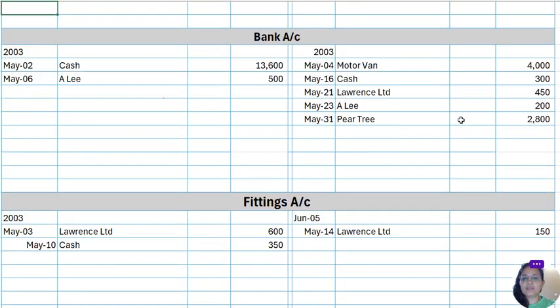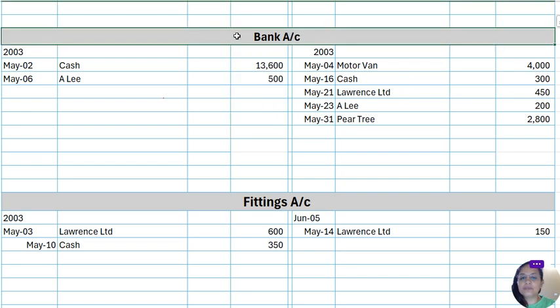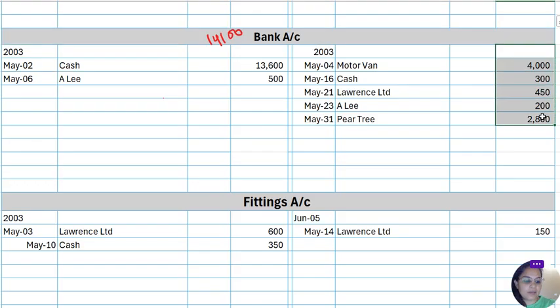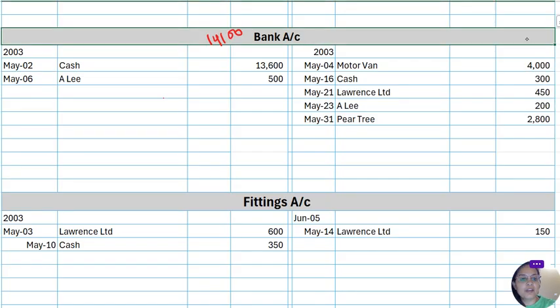Simple as that. Let's do the bank account very quickly. Once again, at a glance, you cannot tell, but if you add your debit side, you will find that it's 14,100. So we write it at the top. And if you add the credit side, it's $7,750. Now you can tell the debit side is more and the credit side is less.